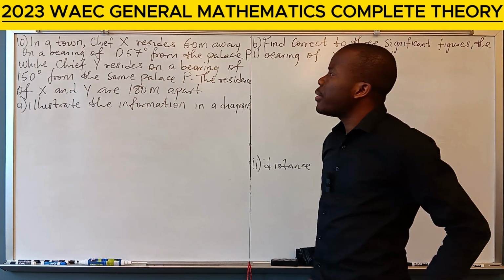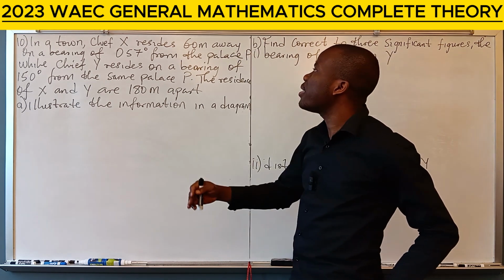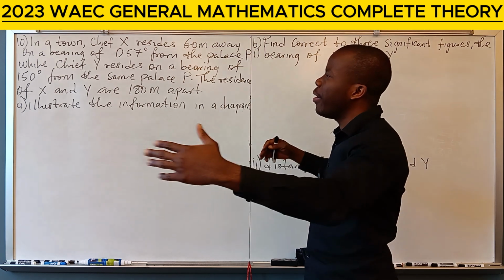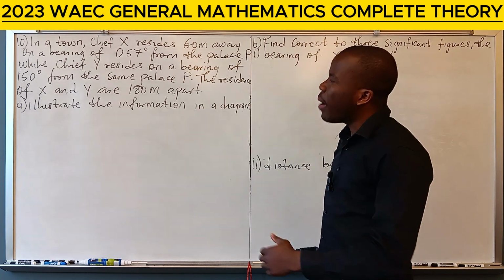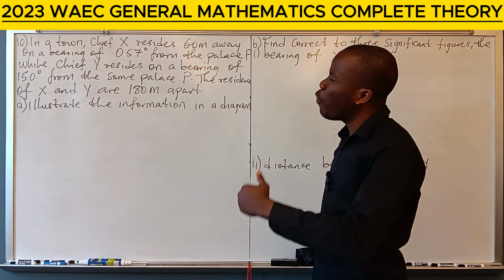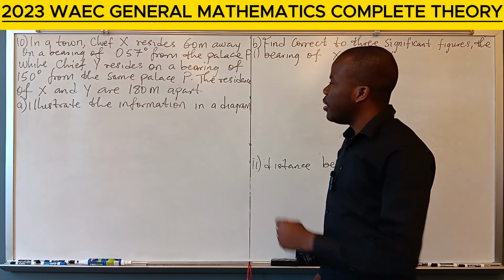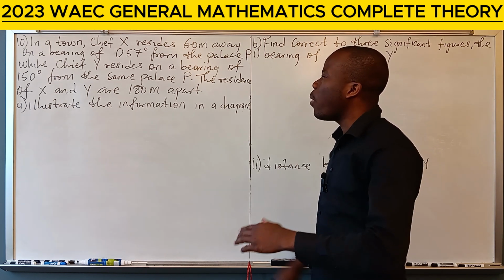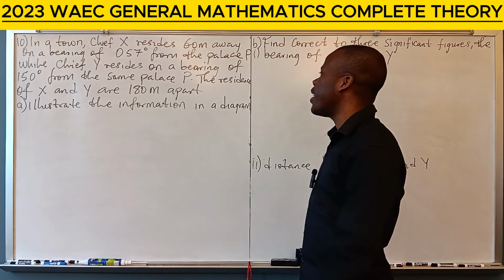Question 10 says, in a town, Chief X resides 60 meters away on a bearing of 57 degrees from the palace, while Chief Y resides on a bearing of 150 degrees from the same palace. The residents of X and Y are 180 meters apart. Illustrate the information in a diagram.